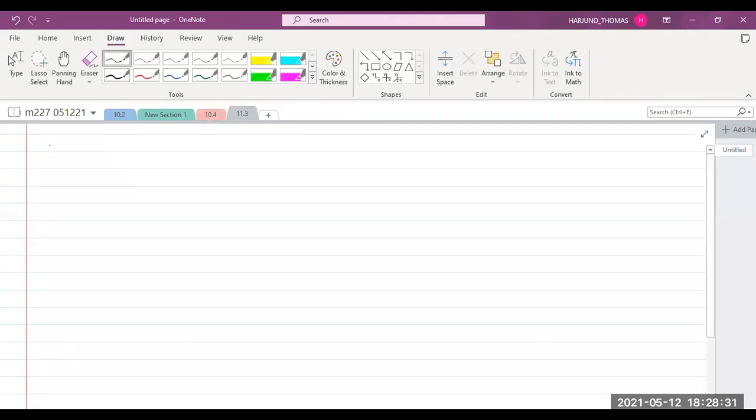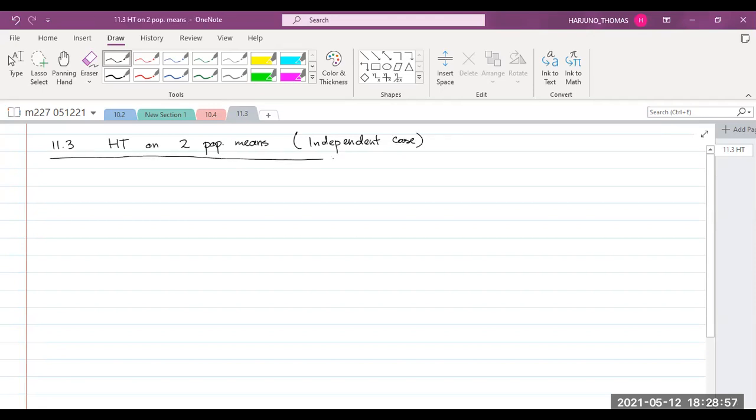Okay, let's see, 11.3, that's hypothesis testing on 2 population means. We are comparing 2 population means, but we have the independent case. Now I will explain further later on the difference between the independent case, where we'll use this method, and the dependent case, which we will see on Monday. So make sure you study this though. Okay, the template.